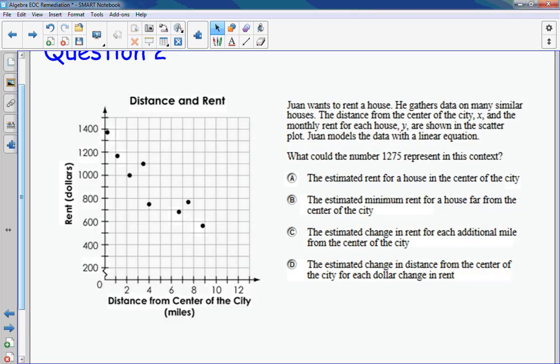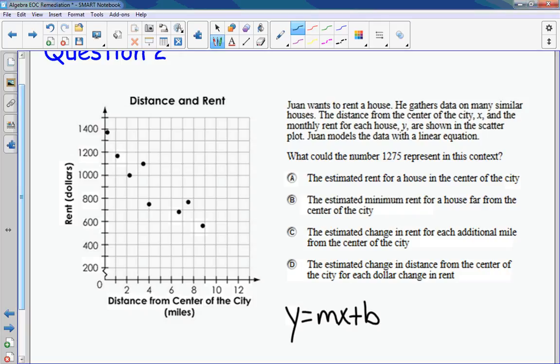What would the number 1,275 represent in your equation? Would it represent the slope or the y-intercept? We know that a linear equation is y equals mx plus b. So I have to know two things. I have to know the slope or I have to know the y-intercept. Would 1,275 represent the slope, meaning the rate of change? Is it changing $1,275 per mile? No, because it's decreasing. So the slope would have to be negative.